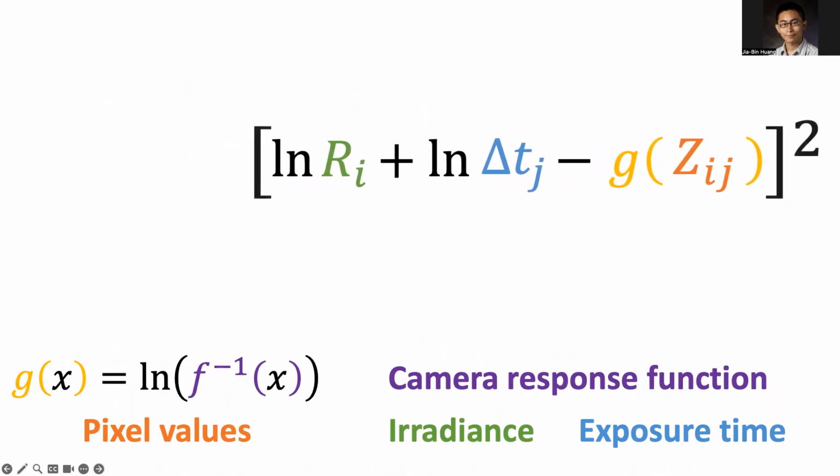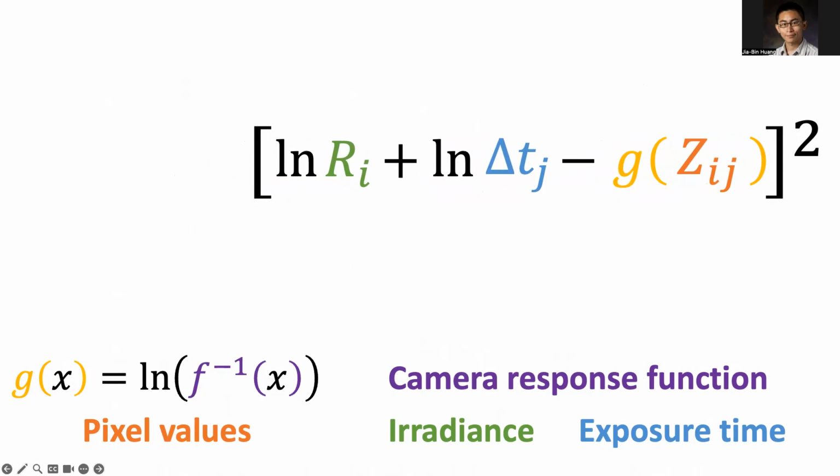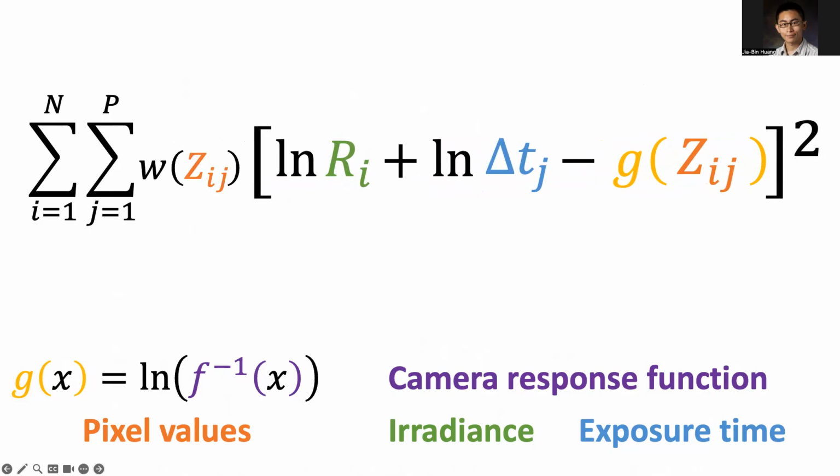Basically, how can I solve for the unknowns so that these terms are minimized as much as possible? And the objective function involves summing up over all the images you capture, summing up over all the pixels you capture. Okay. And then there's a weighting term here I didn't talk about last time. Basically, it's very simple. It says that if the pixel intensity value is close to 0 or close to 255, those pixels cannot be trusted.